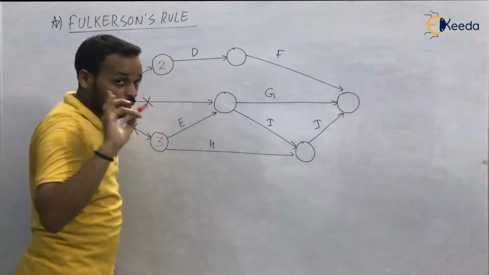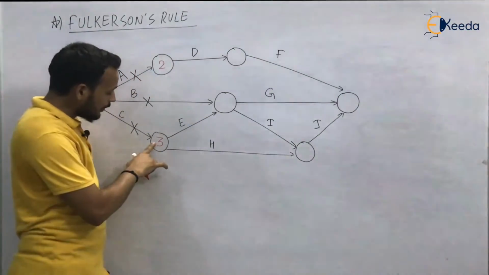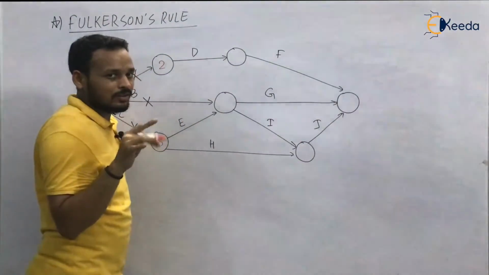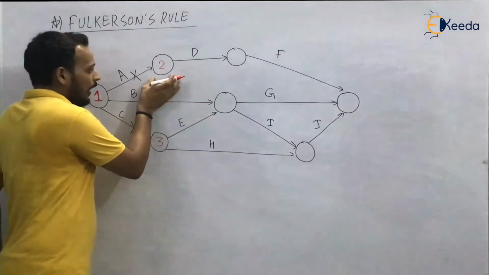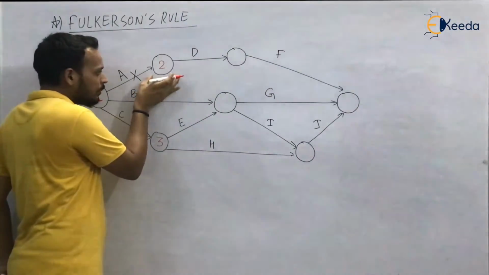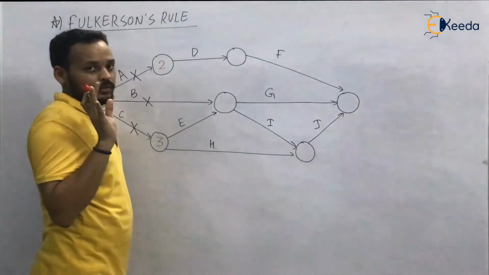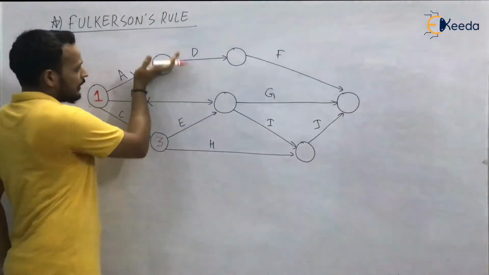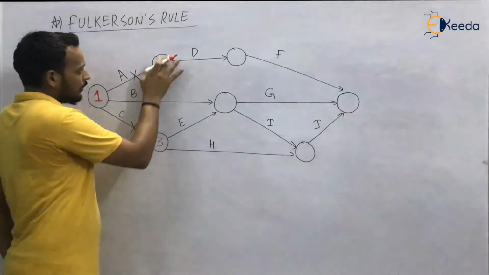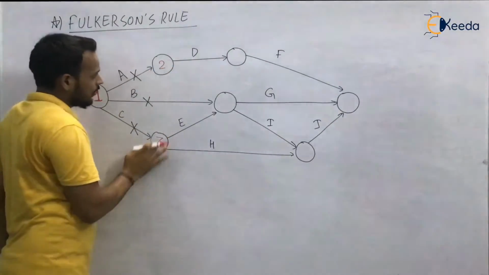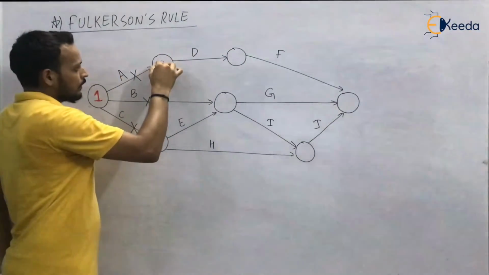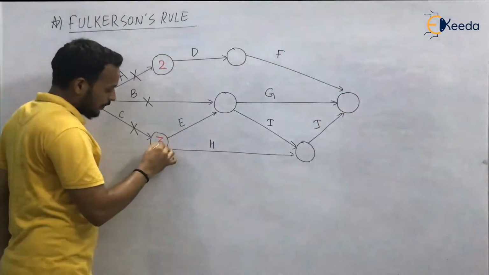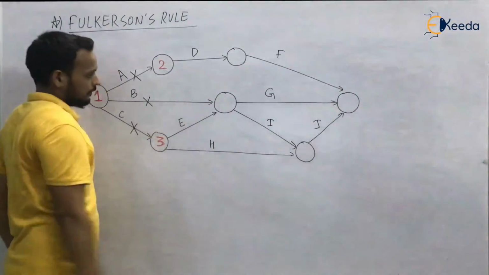You may have one doubt: sir, can we name it number 2 and this one number 3? You can name it, but a general rule says that you have to name the node present at the top with a lower number. So this node is present at the top, so it is numbered with a lower digit, and this one is numbered with a higher digit, that is 3.